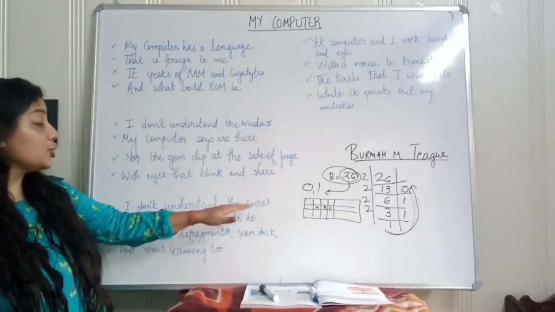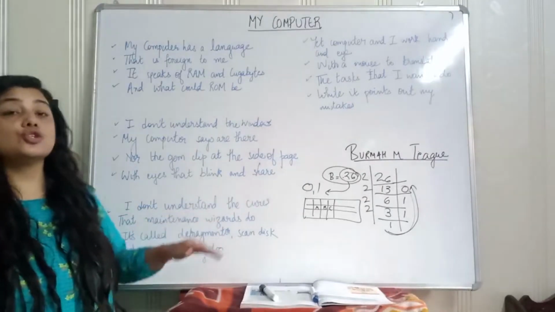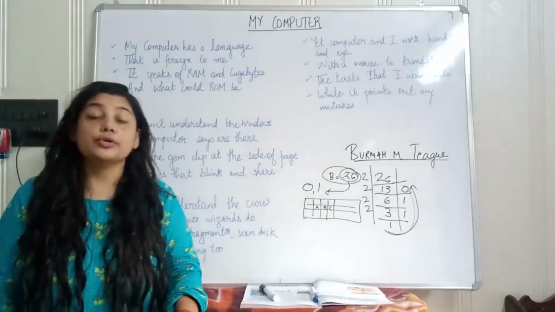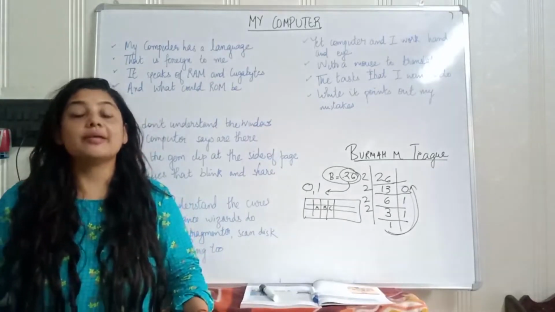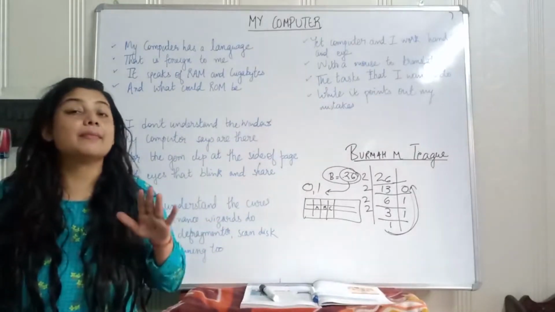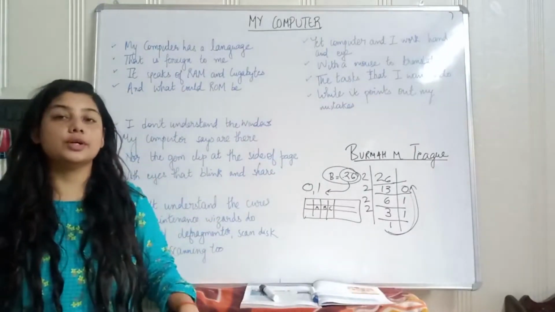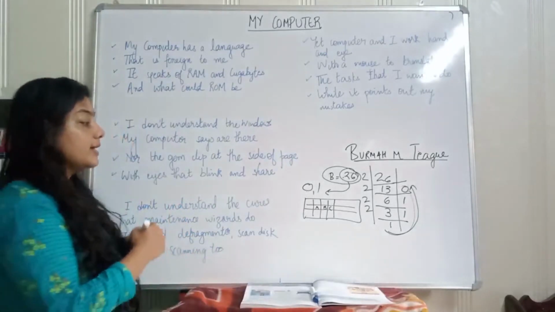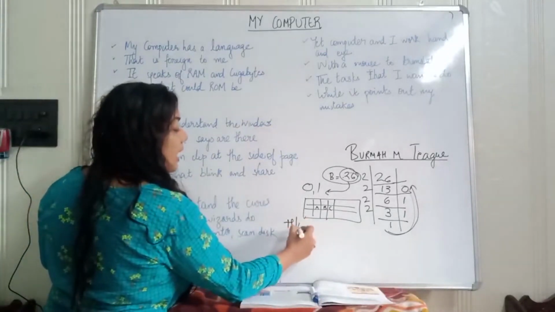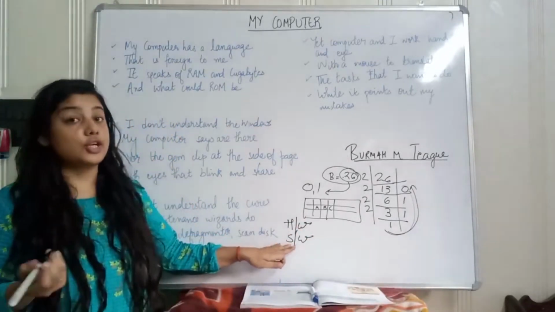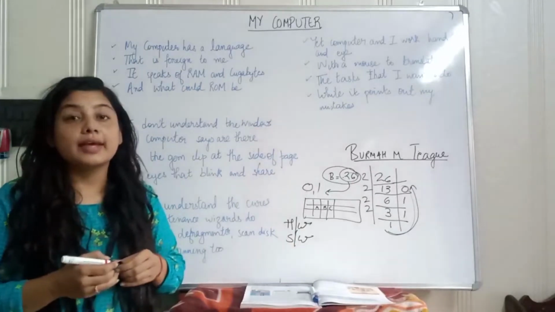I don't understand the cures that maintenance visits do. Now he's saying suppose there is some problem in the computer. So what do you do? You usually call an engineer or a repair person. So the maintenance wizards are simply repair people who come and repair the computer. Now there are two kinds of things that can be repaired. One is if you need a hardware repair and the other is if you need a software repair. Software is something which cannot be touched and hardware is something that you can touch.